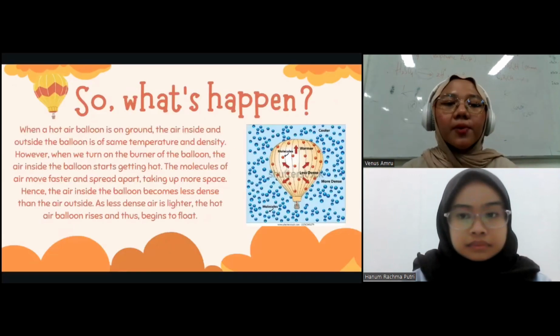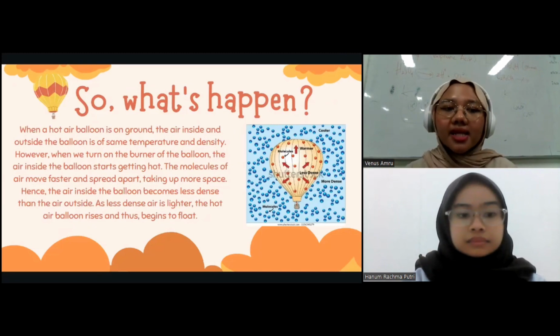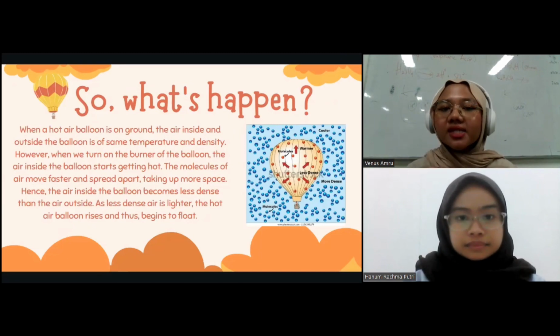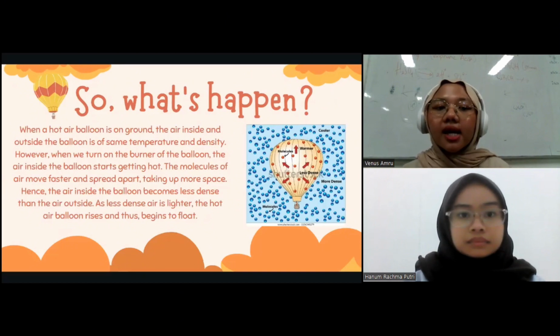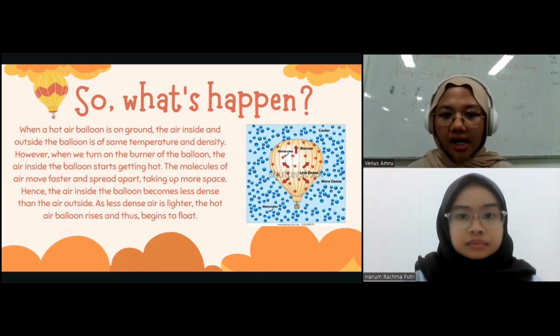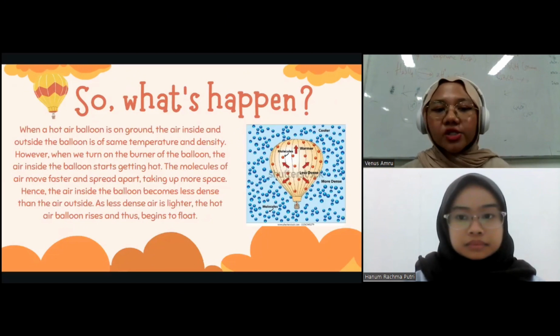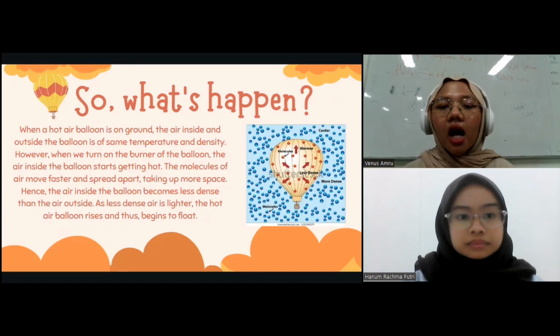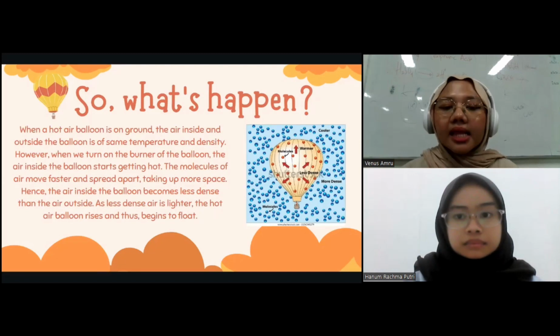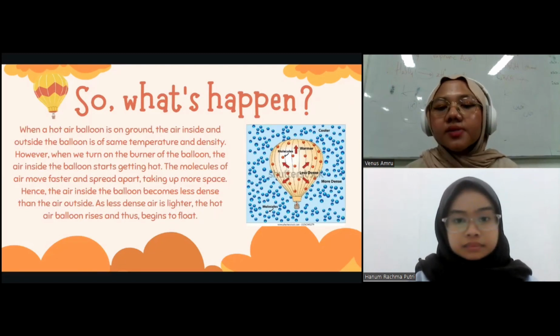When a hot air balloon is on the ground, the air inside and outside the balloon is of the same temperature and density. However, when we turn on the burner on the balloon, the air inside the balloon starts getting hot. The molecules of air move faster and spread apart, taking up more space. Hence, the air inside the balloon becomes less dense than the air outside. As less dense air is lighter, the hot air balloon rises and thus begins to float.